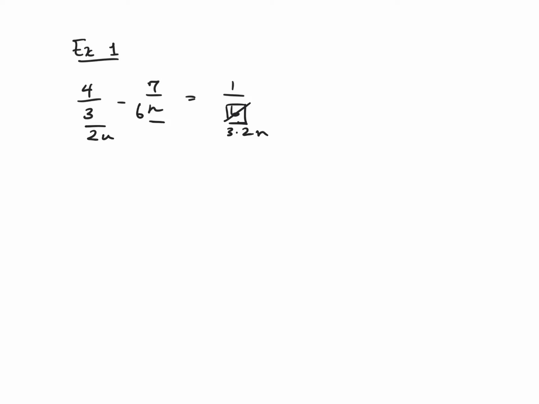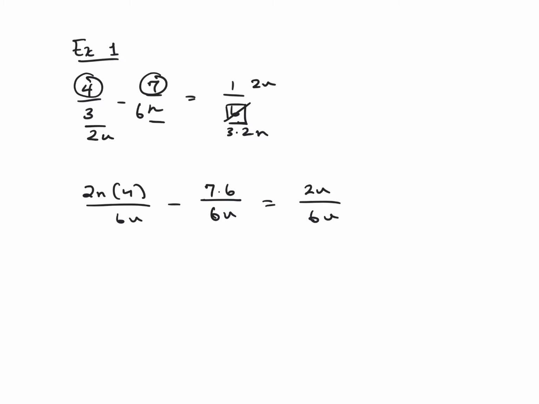Now, whatever I multiply the bottom by, I must also multiply the numerator by. So this 4 must get multiplied by 2n, so I have 2n times 4 all over 6n. Minus, the numerator must get multiplied by 6, so 7 times 6 divided by this 6n. And the last one I have to multiply by 2n, so that equals 2n all over 6n.